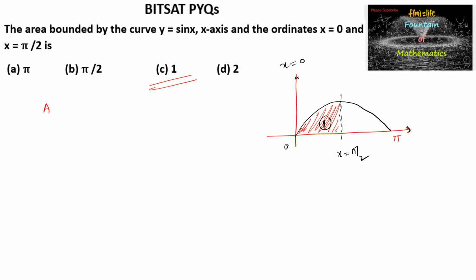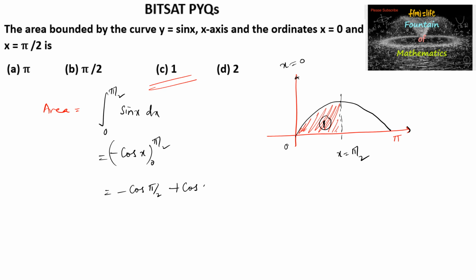So area is equal to integral 0 to pi by 2 sin x dx, which is equal to minus cos x over the limit 0 to pi by 2. So minus cos pi by 2 minus cos 0, that is minus 0 minus cos 0. So cos pi by 2 is 0, and cos 0 value is 1. So 1 is the answer, so option C.